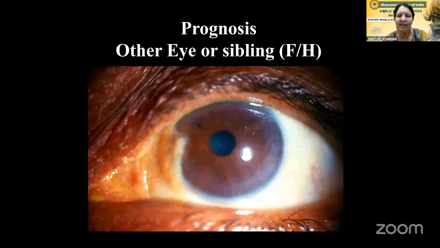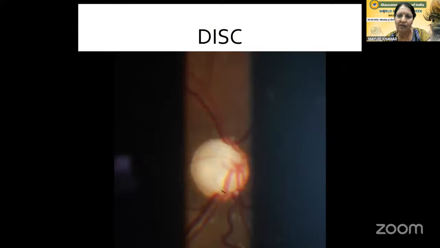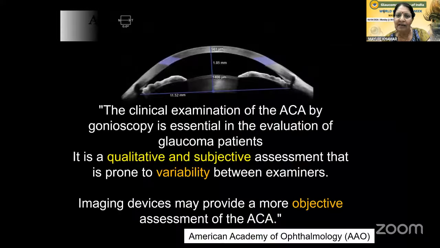So when you see the other eye, it gives you the prognosis. If one eye has a PI and the patient has glaucoma, always do gonioscopy of the other eye, and it is to be performed in the siblings also when there is a positive history of glaucoma. And never forget to see the disc through the central mirror.